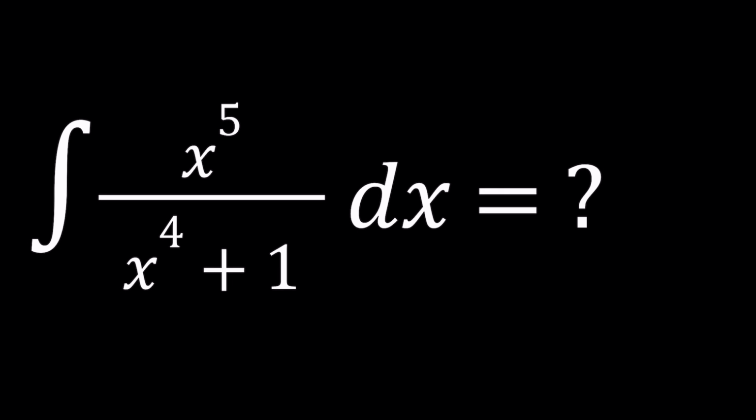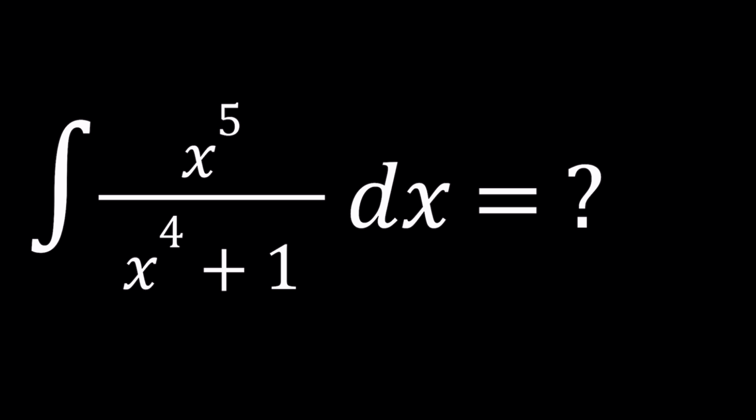Hello everyone. In this video, we're going to be integrating an interesting rational function. Now, why is this interesting? Because we have a quintic in the numerator, and we're dividing by a quartic, which should bring some interesting results, right? We have x to the fifth divided by x to the fourth plus 1, and we're going to integrate it with respect to x.